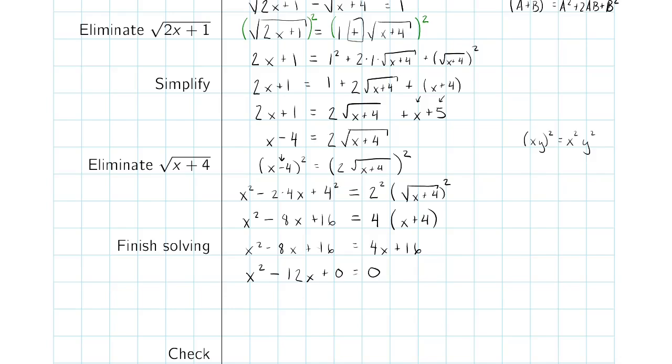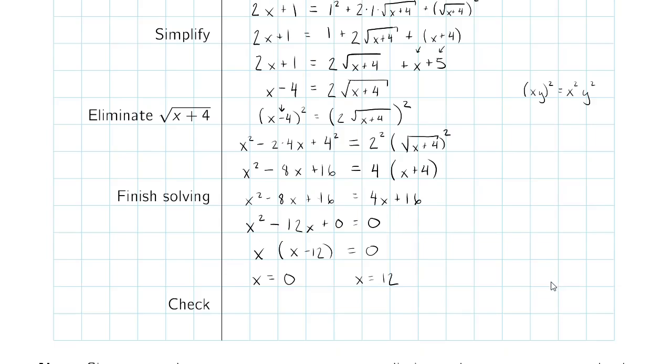This gives me something really easy to factor. Right, I'll factor out a common x. I've got just x times x minus 12 equals 0. So one of these two factors has to be 0. Either x is 0 or x minus 12 is 0, which means x is 12. Two possible solutions, x is 0 or x is 12. Let's see how those work in the original equation.